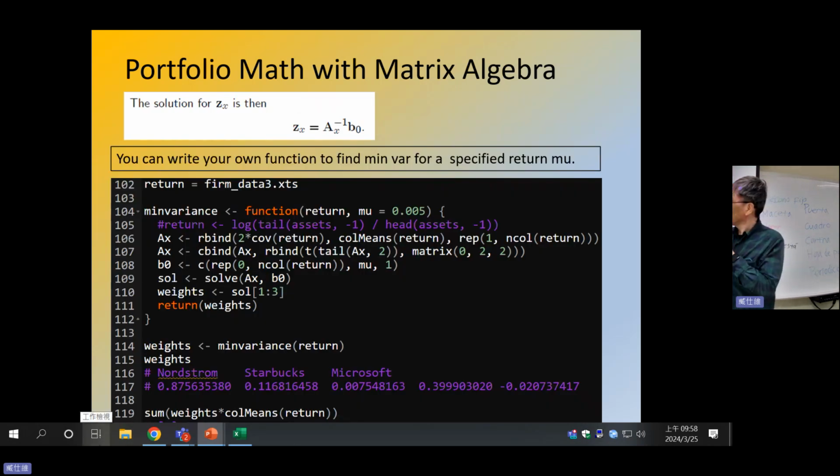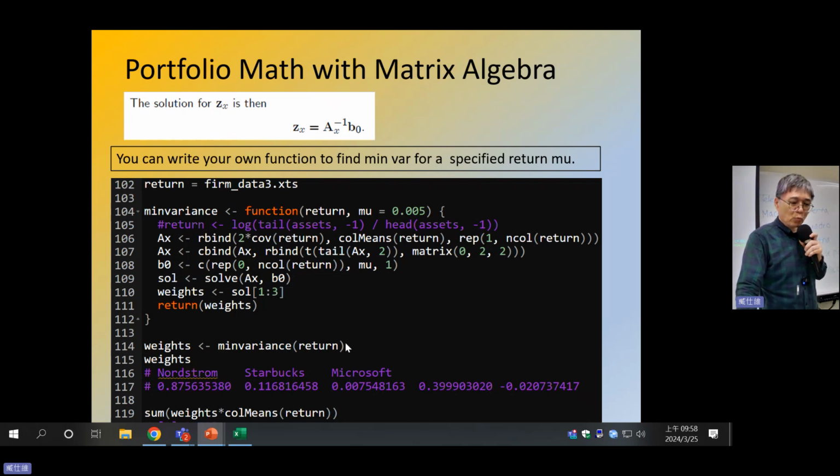So you can see we have 1, 2, 3. This is X, the weights for the 3 assets, and the last 2 elements are for lambda 1 and lambda 2. But don't worry, we are not interested in these 2 values right now. Just forget it, we only care about the weighting. So this is a very simple example for you to follow in the future if you would like to find the minimum variance portfolio for a given return.